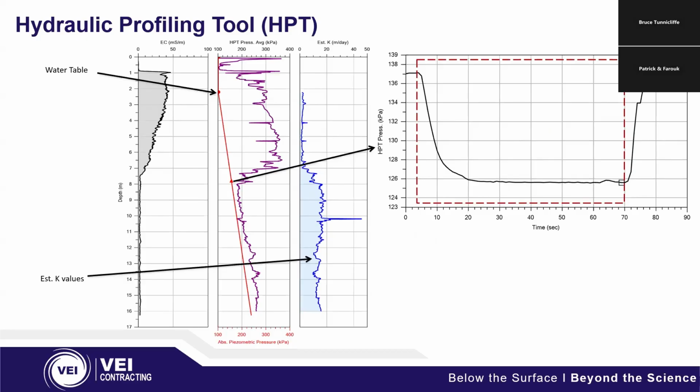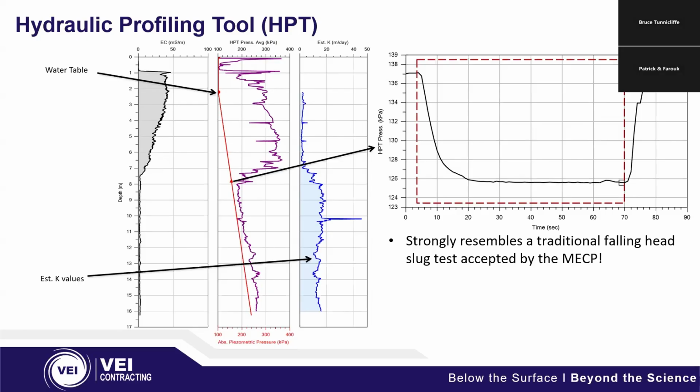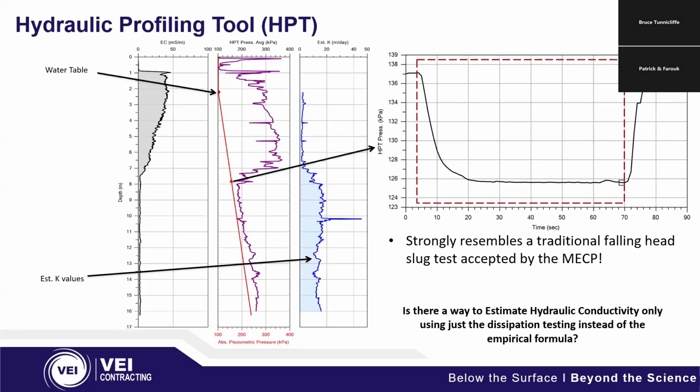Okay, so this is where I started to look at this data during a dissipation test, and I'm wondering if any eagle-eyed attendees today have noticed that these dissipation tests strongly resemble the traditional falling head slug test that the ministry requires as part of your dewatering assessments. This kind of clicked for me. Just to remind everyone, you can estimate hydraulic conductivity through the pressures of HPT through that empirical formula that Pat was talking about. But this had me thinking, well, I have all this data here. Is there a way to estimate hydraulic conductivity using the data from the dissipation testing instead of that empirical formula, or to supplement that empirical formula?